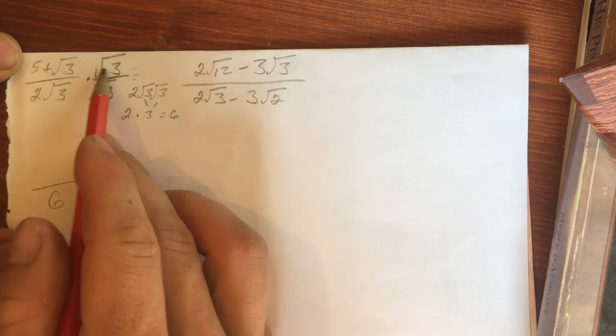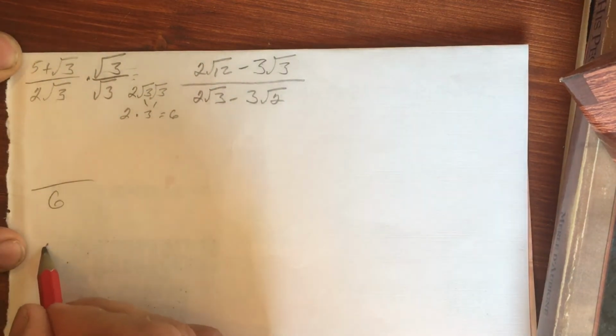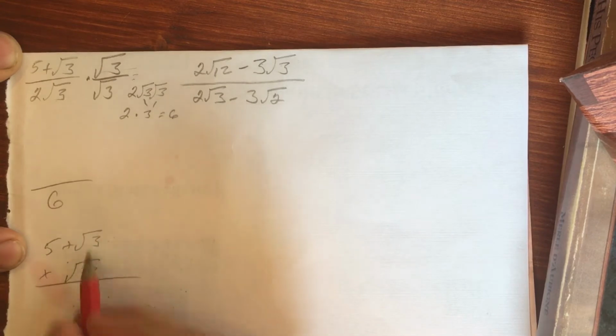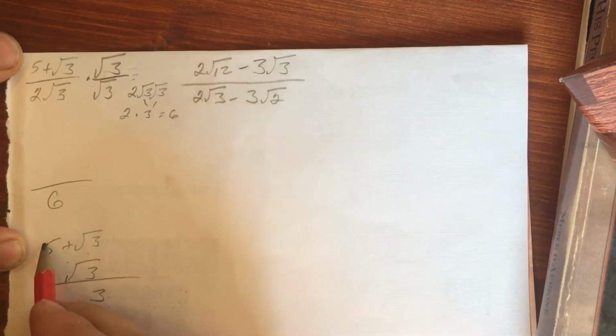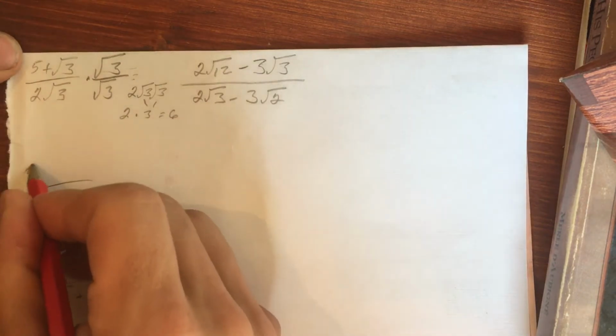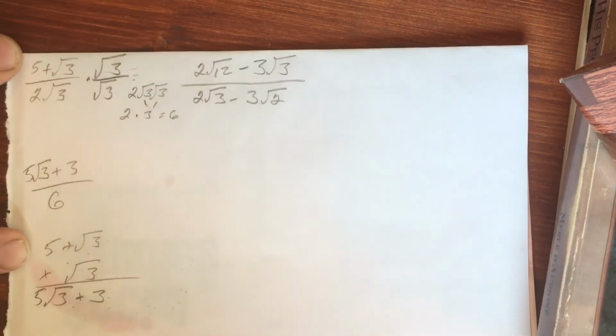Now on the top, we need to work this guy the long way. We go 5 plus the square root of 3, times the square root of 3. The square root of 3 times the square root of 3 is the square root of 9 if you want, but it's just plain 3. And the square root of 3 times 5 is 5 times the square root of 3, and this is a positive since these are both positive. So 5 times the square root of 3 plus 3, over 6. That is our answer. That's done on the first one.